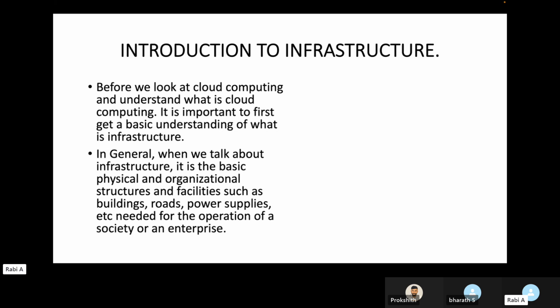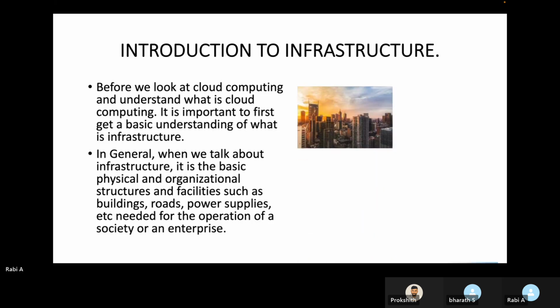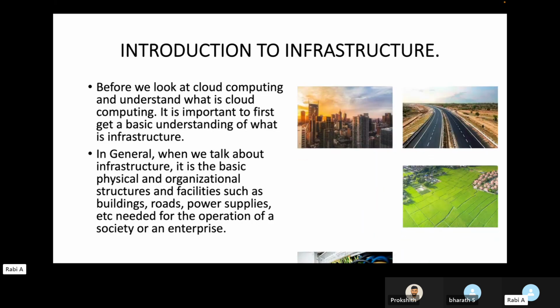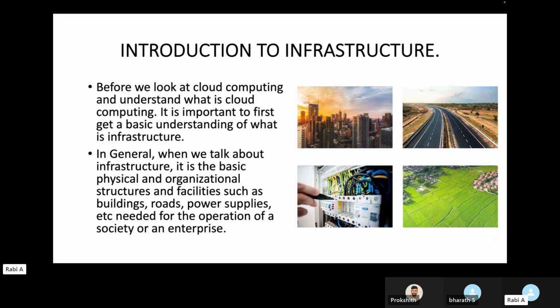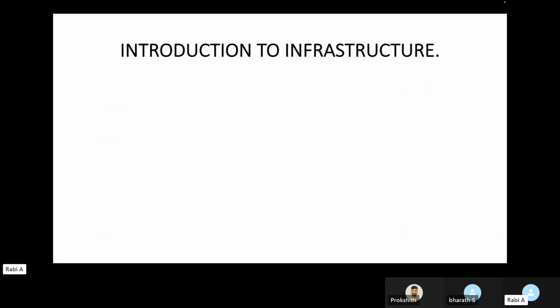So in general, when we talk about infrastructure, that's basically the physical components or structures that we have. In this case, your buildings. Let's say you have an apartment society. How do we call that a society? You have the buildings, you have the power supplies, you have the roads and everything. All of this together makes a society, right? You'll have the buildings, the roads, the land, the power supplies, and all of this together, we call your infrastructure.